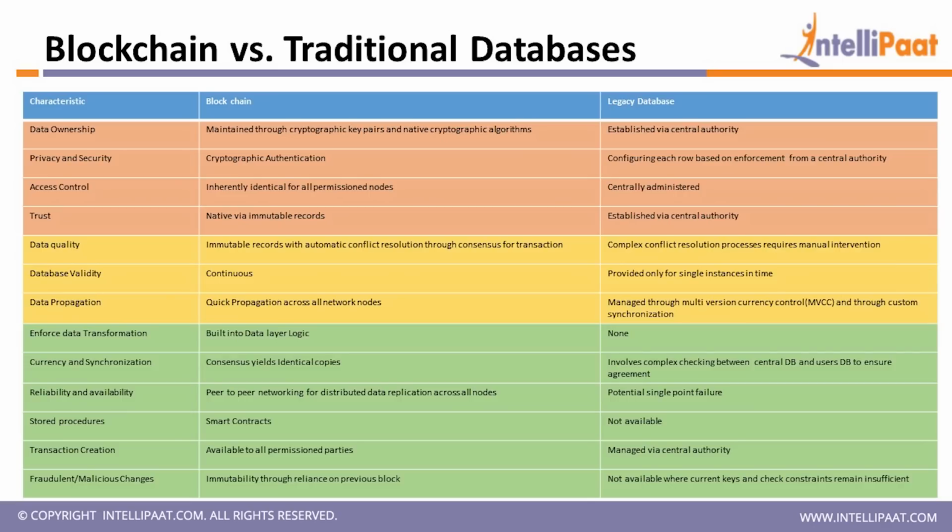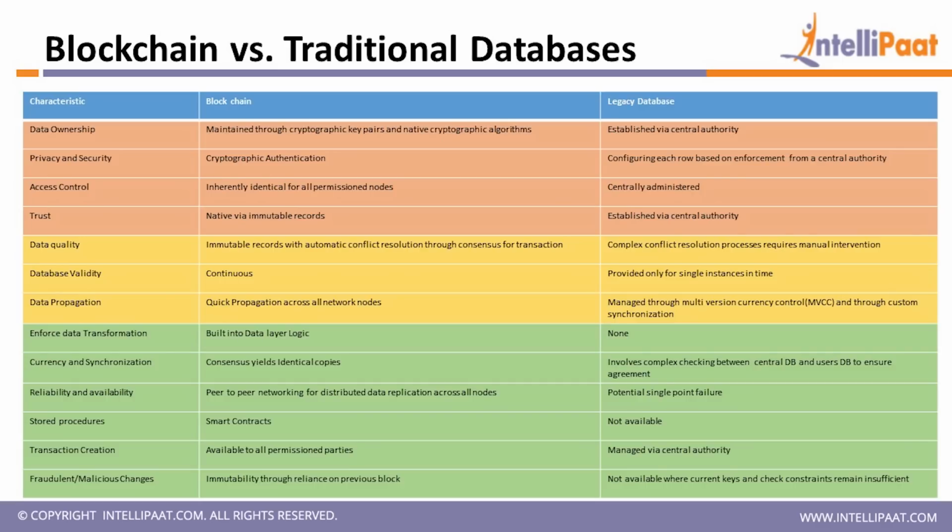Data propagation. Quick propagation across all network nodes every time a new block is added and a new transaction initiated. In legacy databases, it is managed through multi-version concurrency control and custom synchronization, which is again done by database administrators. Enforcing data transformation is built into the data layer logic only. So your data layer logic itself keeps this data transformation handy. In legacy databases, there is no provision for enforcing data transformation.